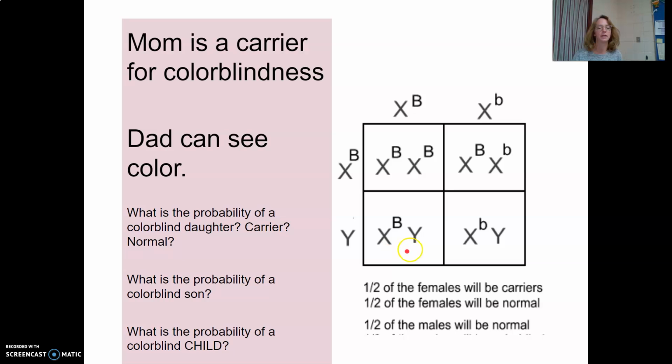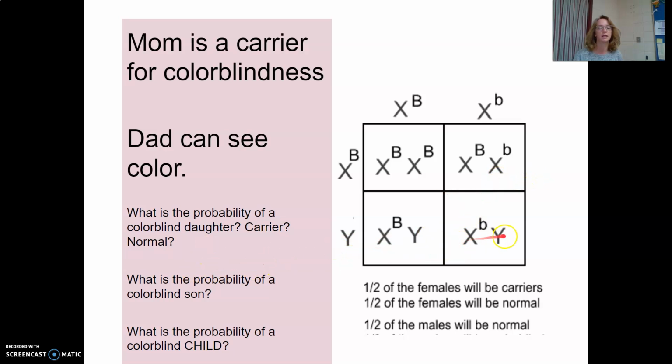Here's a baby boy that can see color. Here's a baby boy that is colorblind. So again, when you describe genotypes and phenotypes, you are going to tell me the gender this time. So probability of a colorblind daughter is 50%. Of the daughters, half of them will be colorblind. I'm sorry, I read that wrong. Probability of a carrier is 50%. There's zero chance that a girl will be colorblind. There's a 100% chance that she will have normal vision because we don't know what her genotype is.